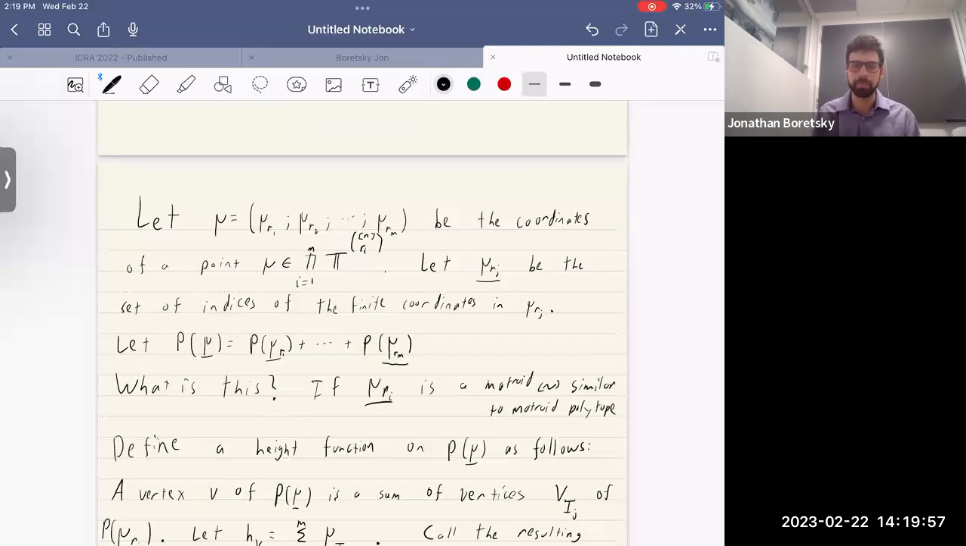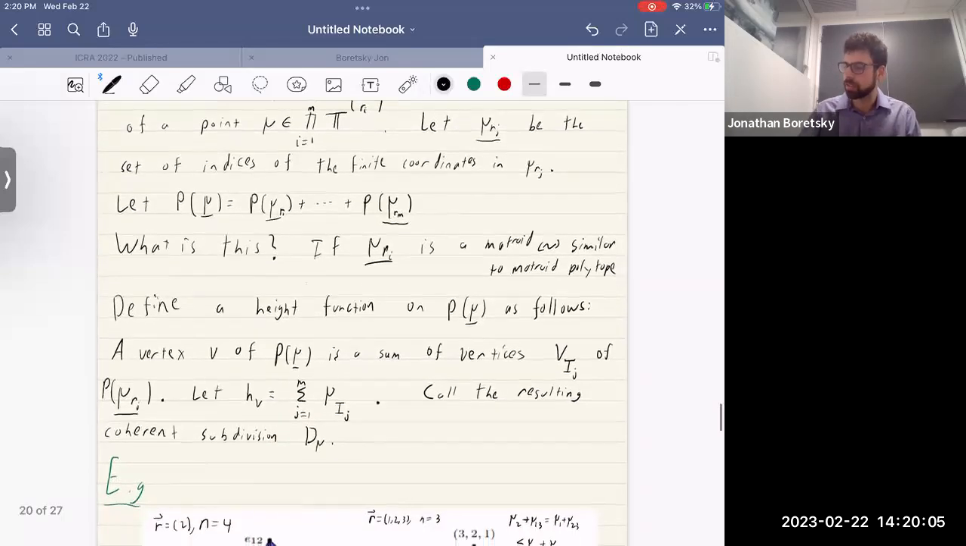And yeah, so now we want coherent subdivisions. We're going to need to define a height function. And how are we going to do that? Well, we'll do it as follows. A vertex of a Minkowski sum is going to be a sum of vertices of the things that are in the sum. So P of mu is this Minkowski sum. So each vertex of P of mu is a sum of vertices of the P mu ri's, not mu rj's rather. And what are we going to do? Well, okay, we're taking different mu rj's, and we're taking vertices vij of each of these.